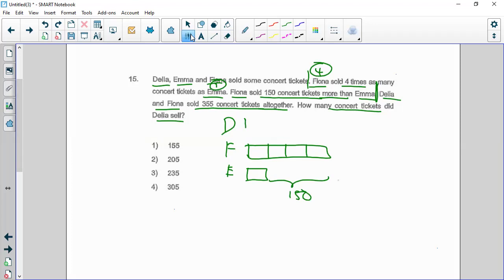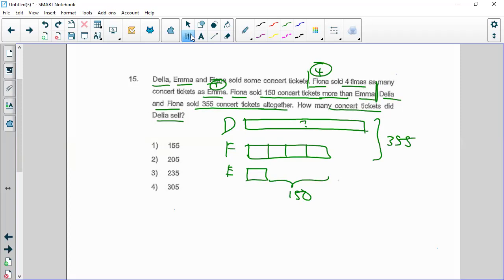So Della, do we know whether she has the most or she has the least? I don't know. So anyhow draw. Okay, there's something called anyhow draw, because the question never says Della got the most or got the least. We are not sure, so anyhow draw. And you can still solve later. So Della and Fiona, these 2 persons, sold 355 tickets altogether. How many tickets did Della sell? So question mark, model finish.